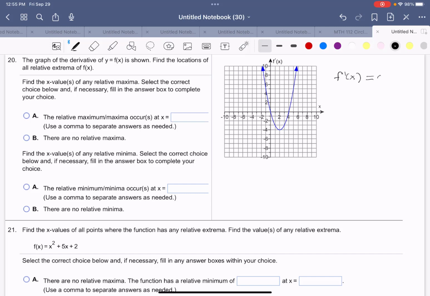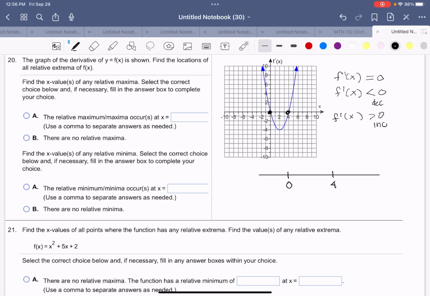is equal to 0, and then we find where our derivative is less than 0, which tells us our function is decreasing. And then we find where our derivative is greater than 0, which tells us our function is increasing. So these two x-intercepts on the derivative graph are the critical numbers. So I'll put my critical numbers on a number line, just like before, 0 and 4.